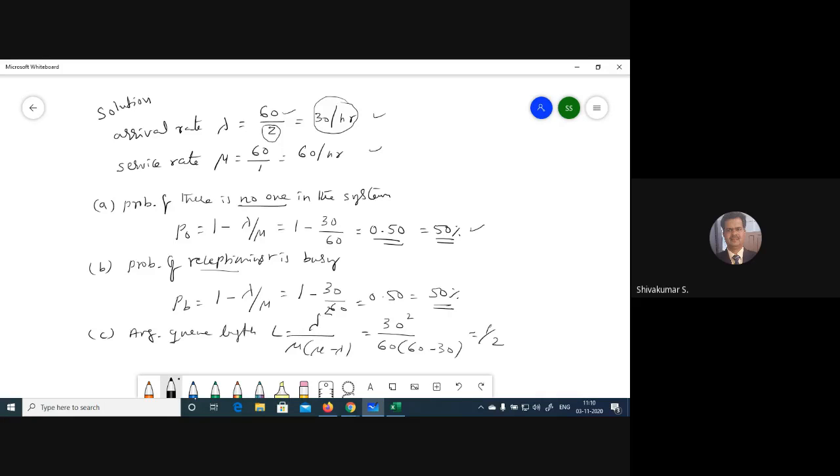Third question, average queue length. The queue is going to form from time to time. So the average queue length L is equal to lambda square divided by mu into mu minus lambda. So 30 square, divided by 60 into 60 minus 30, that is equal to half. So this is the answer to the third question.